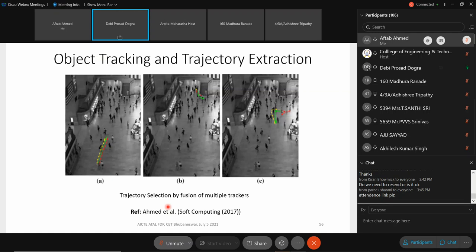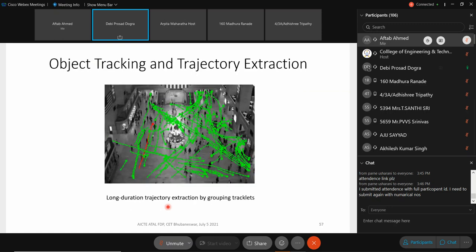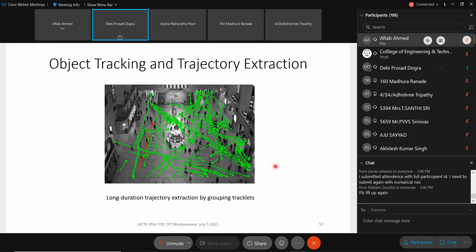By manually locating the position of the object in each and every frame, which is a time-consuming job. And then we compared it, and we came up with a fused model, which was giving better results as per the ground truth. This work can be found in the Soft Computing 2017 paper. Also with this we are able to track the objects for longer duration. If you look here, these tracks are long duration tracks.